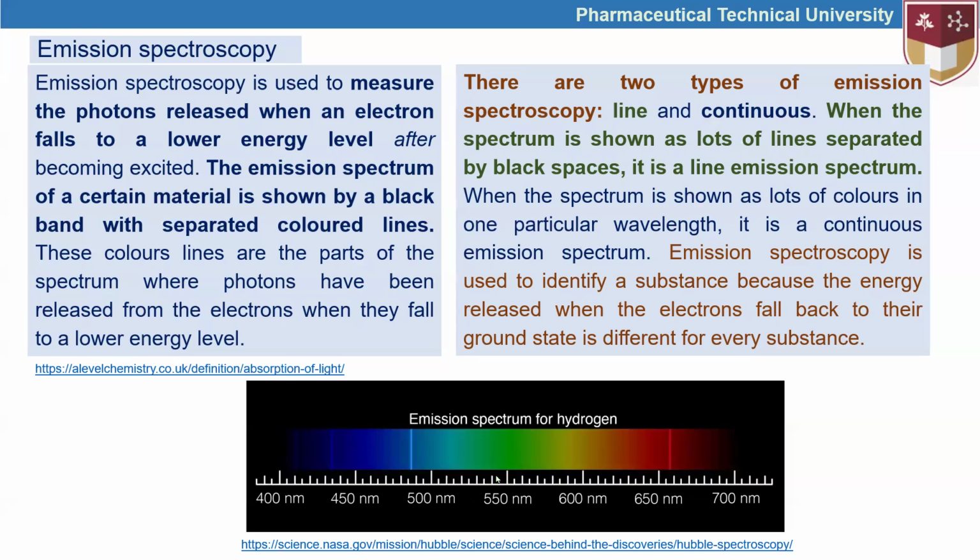So based on the bands, we can identify the presence of atoms, because every single element has its own unique emission spectrum. As indicated for hydrogen, for example, hydrogen has four bands: here, here, and one here, which is not very visible.